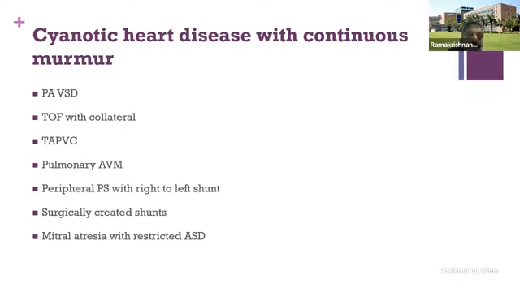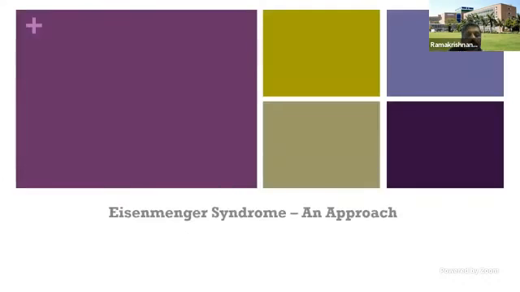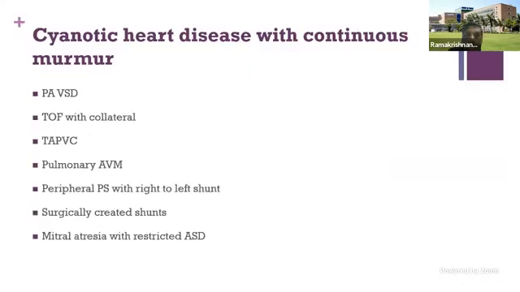Pulmonary atresia with VSD, TOF with collaterals or a surgical shunt, TAPVC, pulmonary AVMs, peripheral PS with right to left shunt, and mitral atresia with a restrictive VSD. I think maybe I can stop here. It's 7 o'clock, so we can have the Eisenmenger syndrome covered in the next class.